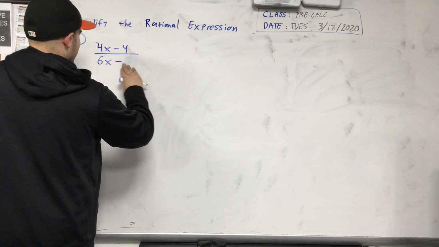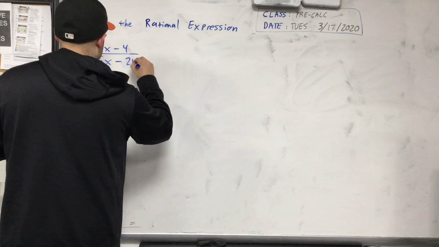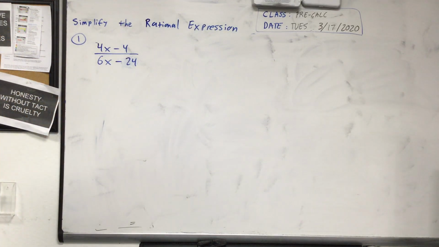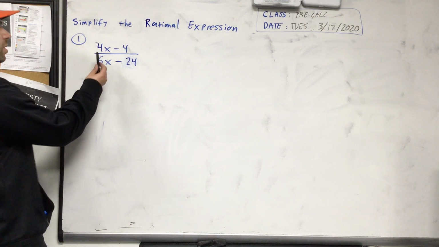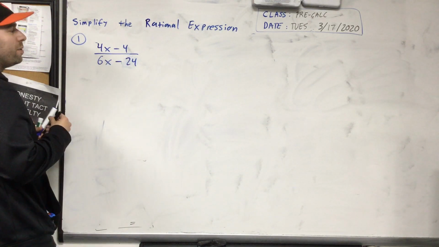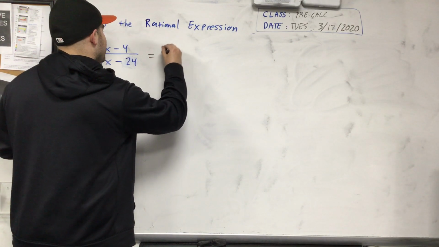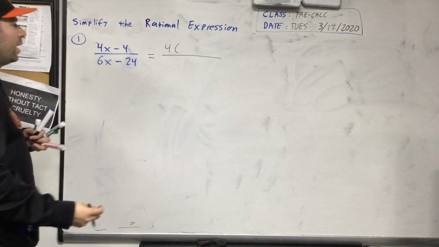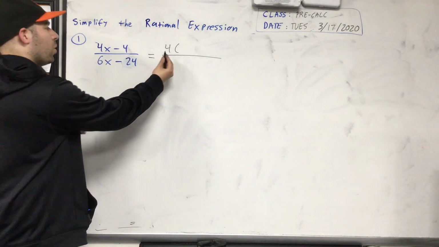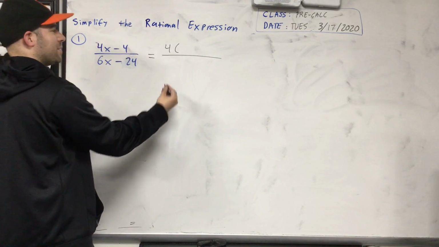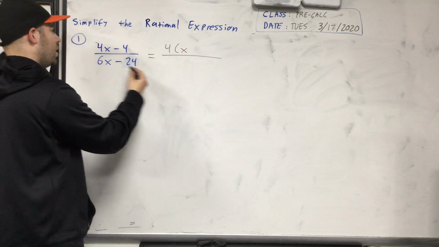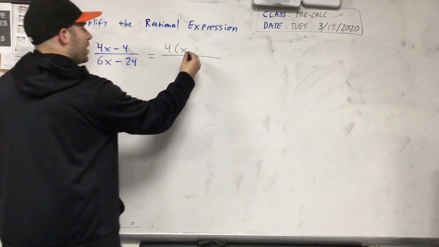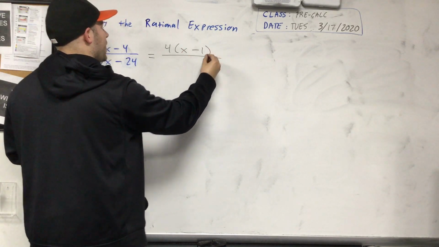6x minus 24. Okay? So let's factor out on the top. Well, the greatest common factor of 4x and 4 would be 4. So what I'm going to do is factor out the 4 on the top. 4 times what is 4x? That'd be x. 4 times what is negative 4? That would be negative 1.